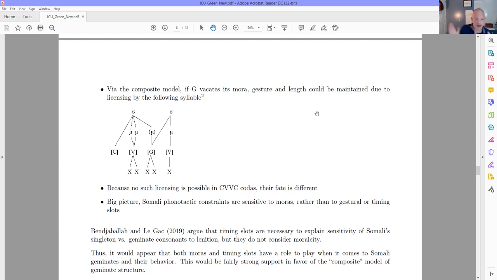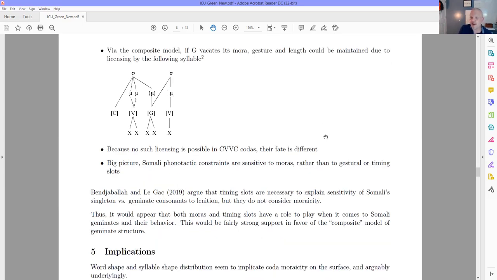Interestingly, though, totally independently, work by Sabrina Bendjaballah and David Le Gac in 2019 has argued that timing slots are necessary to explain sensitivity of Somali's singleton versus geminate consonants to lenition. But then again, they don't consider the case of moraicity. So if we take the two perspectives together, it would appear that perhaps when it comes to Somali geminates, both moras and timing slots have a role to play in the language, and it would help to explain geminate behavior. And this could be fairly strong support in favor of this composite model of geminate structure that's been proposed.